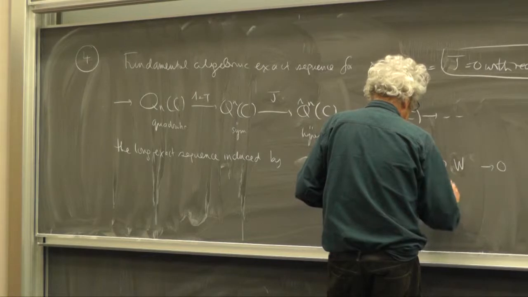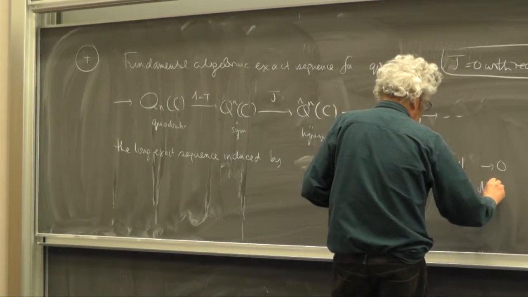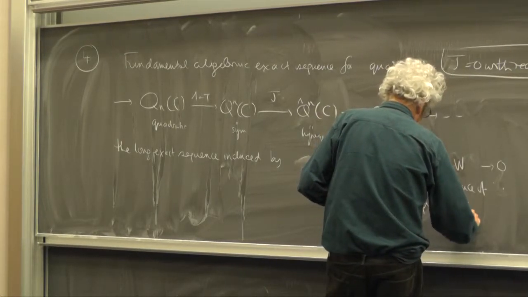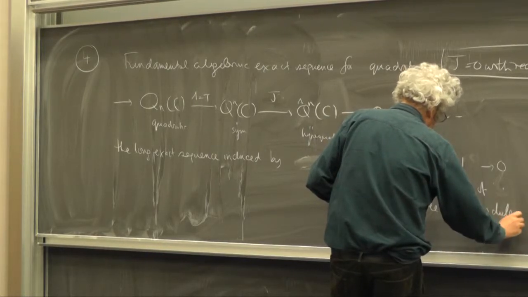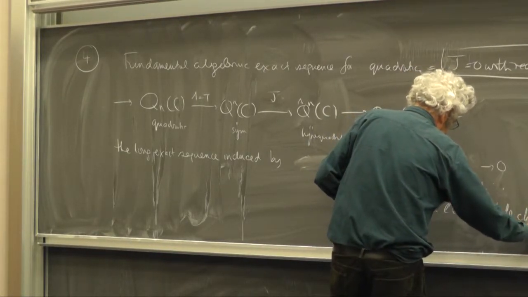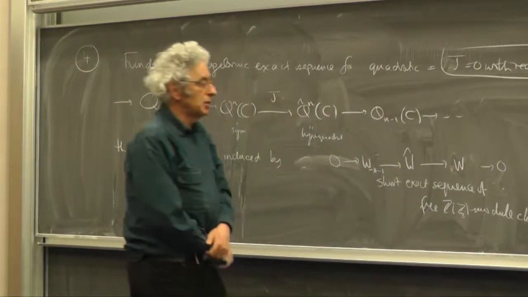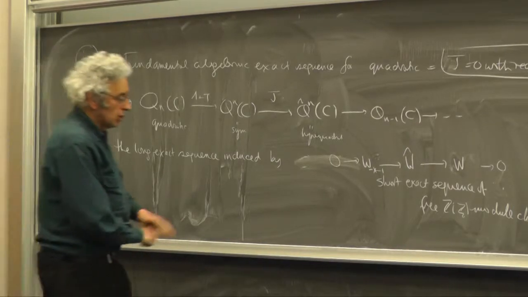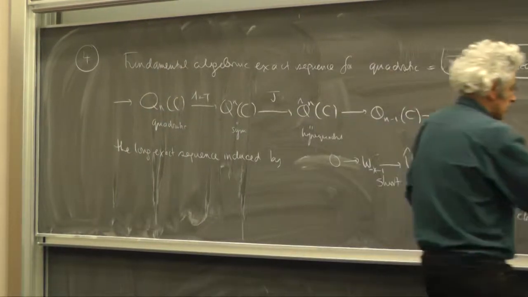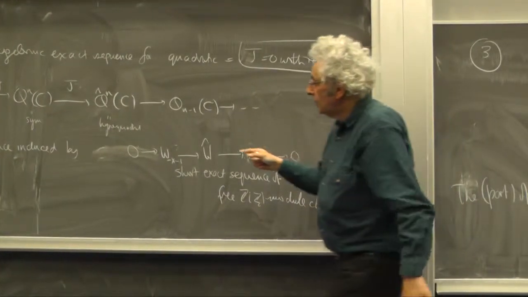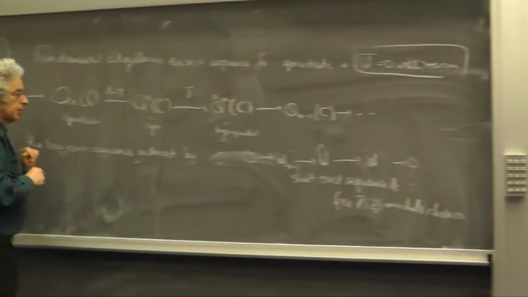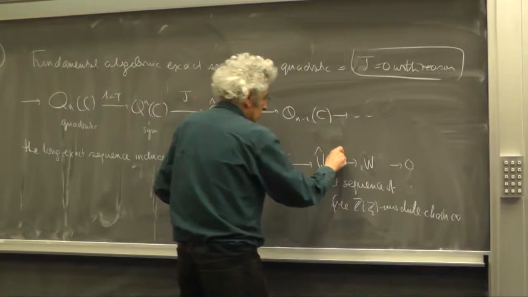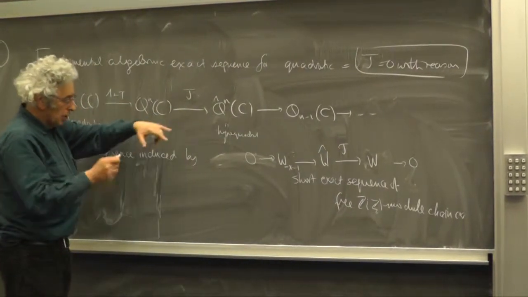Short exact sequence of free ZZ2 modules. So W is the standard free resolution of Z as a Z2 module. W hat is the complete resolution, and I'll draw a picture. And this short exact sequence determines this long exact sequence, as I'll explain in a moment. And from this, so this is the J here. It's going backwards.